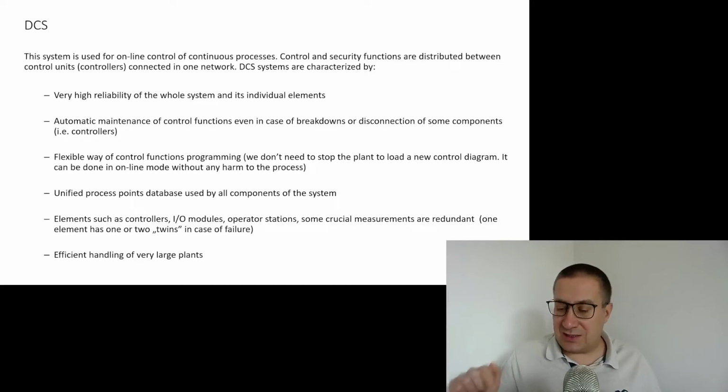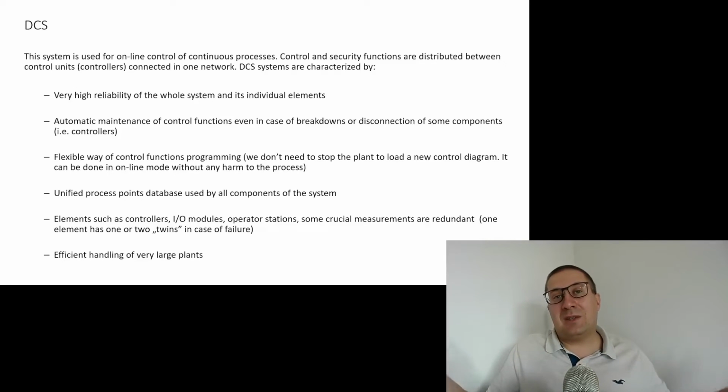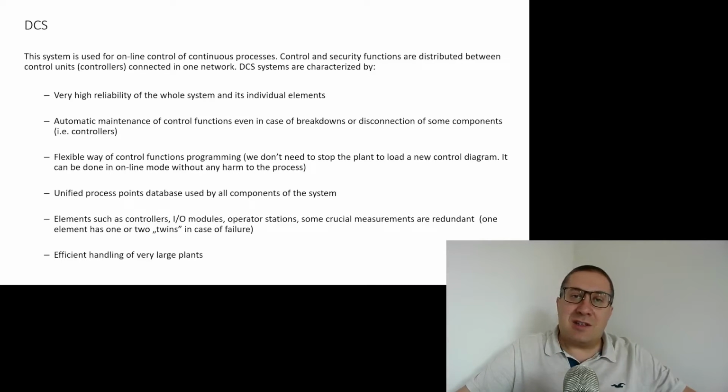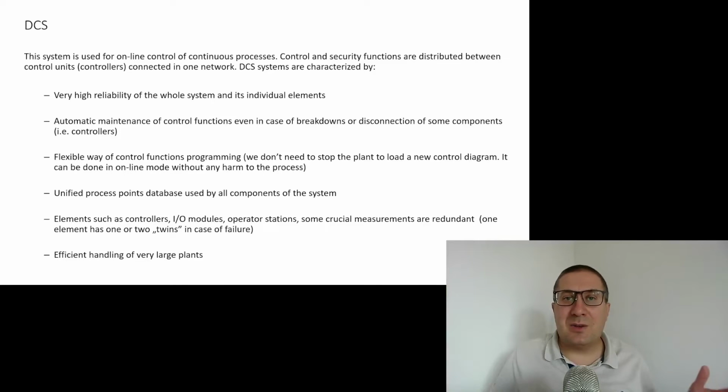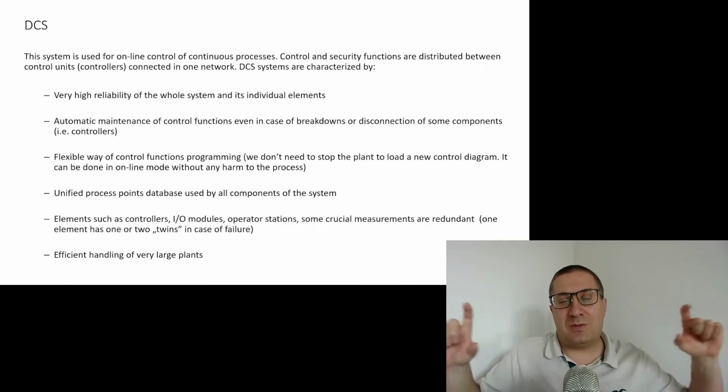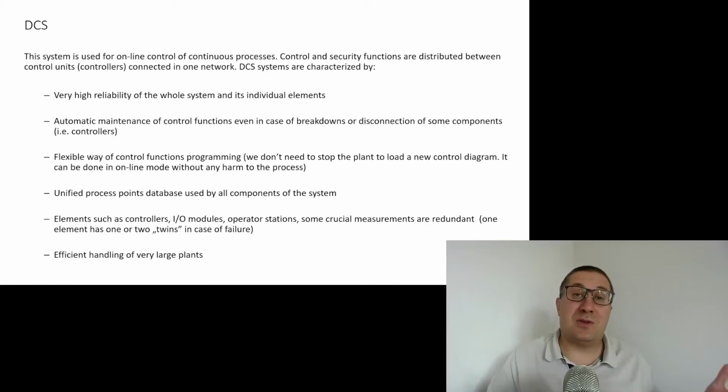It's hard to just stop the process because it costs a lot and it takes time. So we rather avoid stopping the process in case of heavy industry. So the DCS systems are characterized by very high reliability of the whole system and its individual elements. And they are distributed, right? So we don't have one master computer that controls the whole process. We have a set of controllers, and it also increases the reliability.